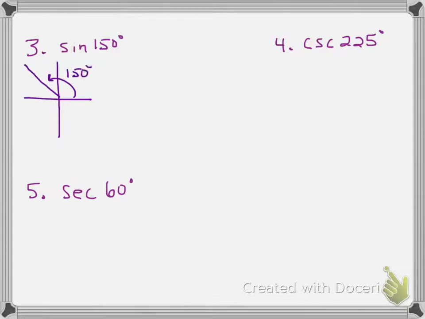150 degrees is in the second quadrant. Reference angle now becomes 30 degrees. All right, I'm going to quickly put out my sides. So my y is going to be 1, my x becomes negative square root of 3, and my r value is going to be 2. All right, so if I want to find sine, it's my y over my r, which is 1 in this case, over 2. Pretty quick.